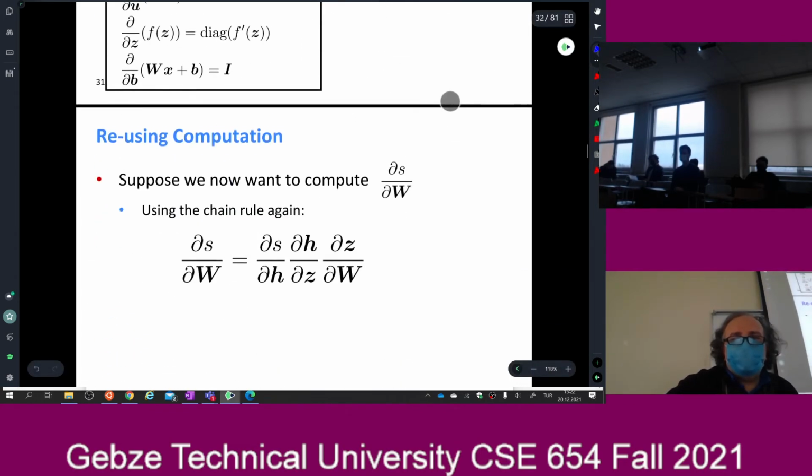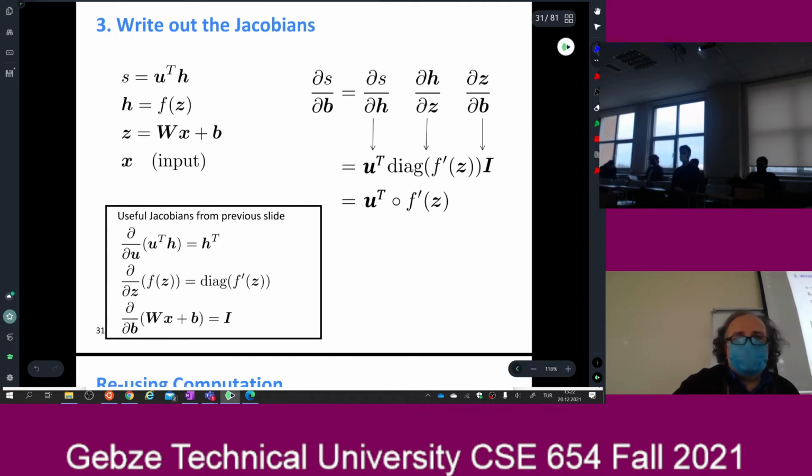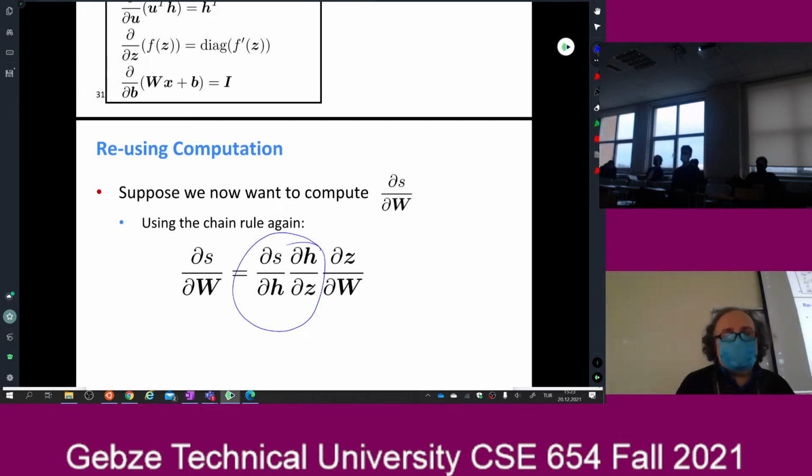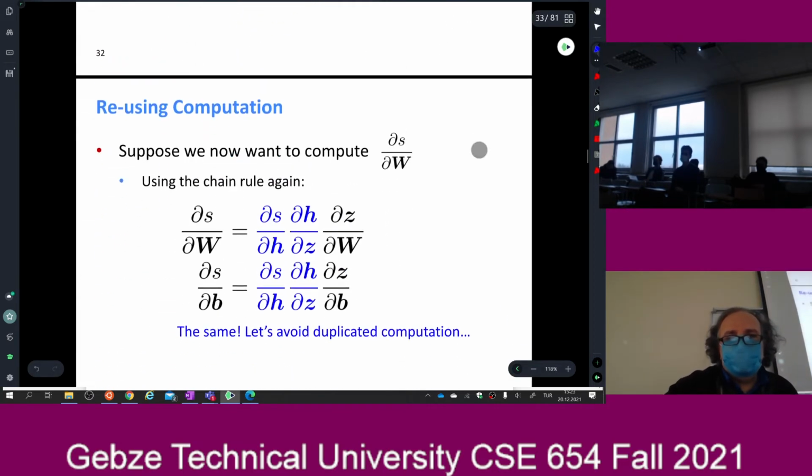And the nice thing is this. What did I do a few minutes ago? I calculated this partial derivative of S with respect to B. Now I'm going to calculate the partial derivative of S with respect to W. But the nice thing is that I already calculated that one. So I can keep it. It's like dynamic programming again. Of course it's not dynamic programming, but I can keep it and put it in there.